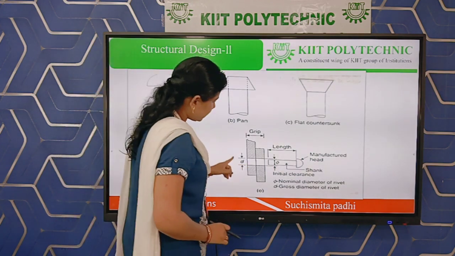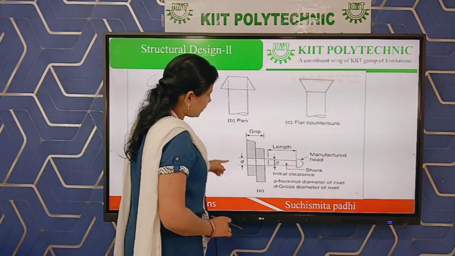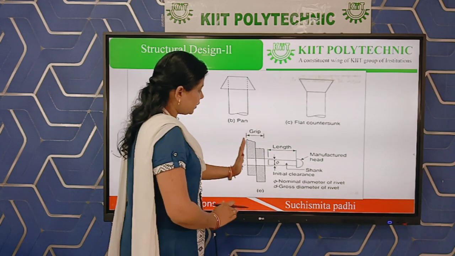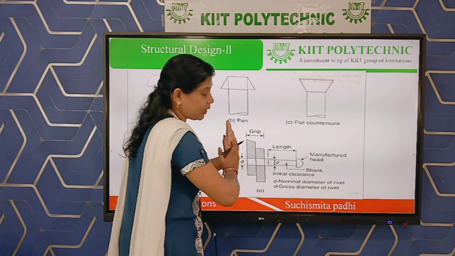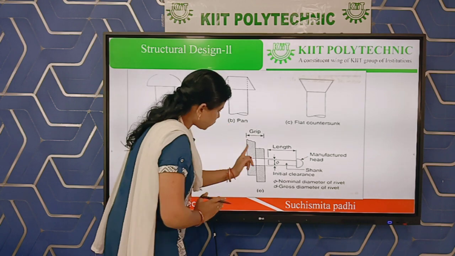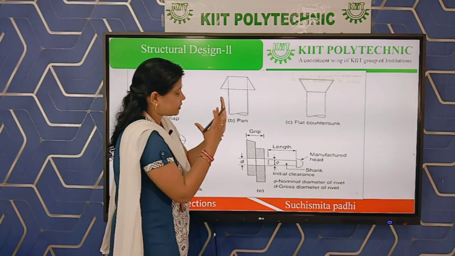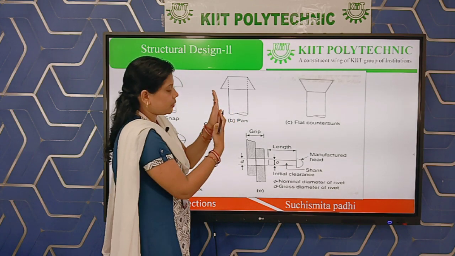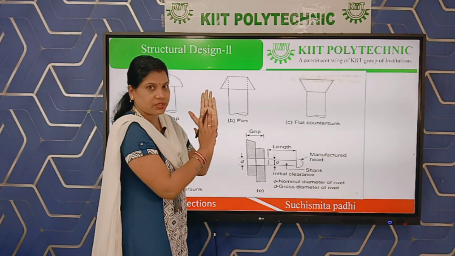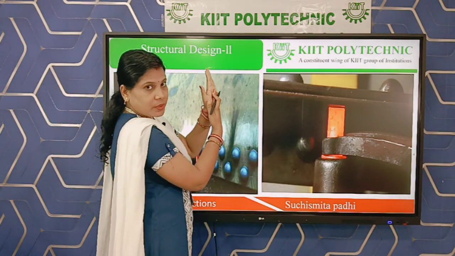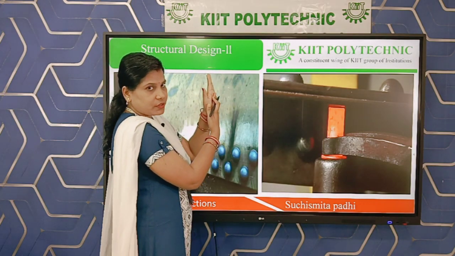See this figure. This is the figure of total rivet joint. Here two members are connected by overlapping with each other. This is one member and this is another member. By this process, two members are connected. This is the side view. Here, two members are connected by overlapping with each other.